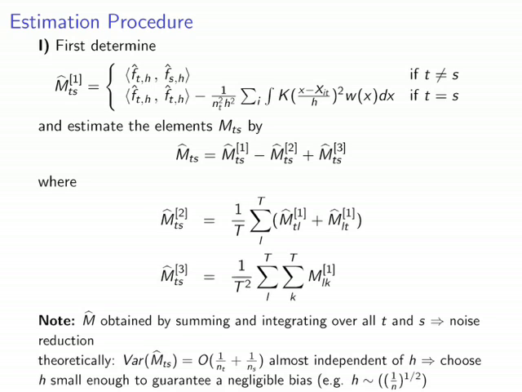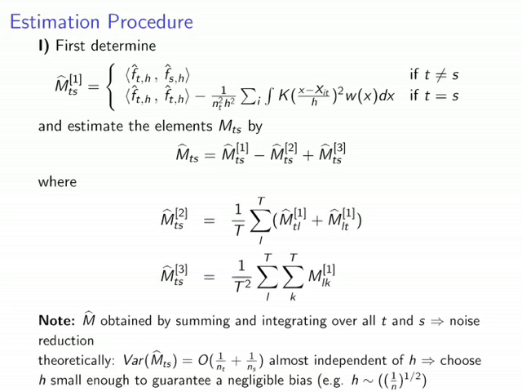Okay, and the point is that this estimate is quite accurate if you choose a reasonable bandwidth. What we have here is something, the M hat is obtained by summing and integrating over estimates. So what you see here is you integrate over kernel estimates. That's an integration. And so what is done, we have a noise reduction.